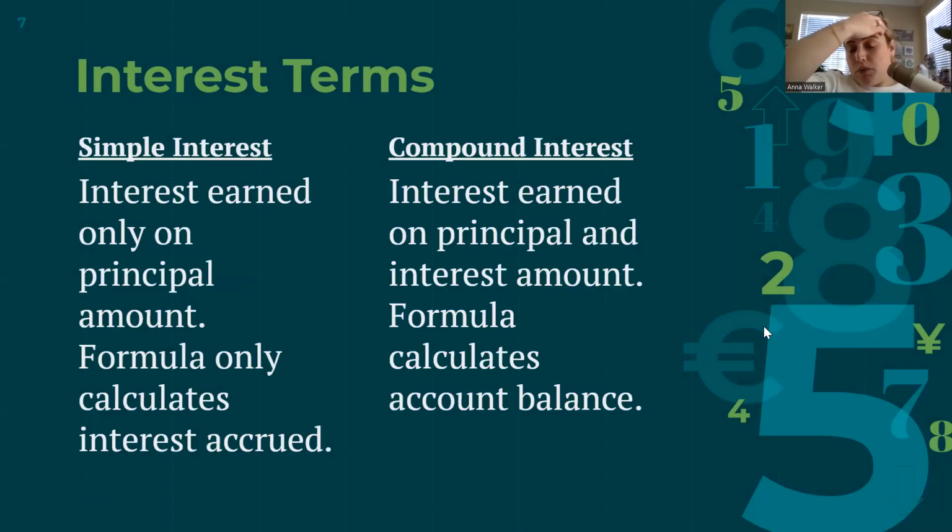Other things that are important with interest: there are two kinds of interest when we're talking about good interest, which is interest that accumulates in a savings or retirement account over time. One type is called simple interest. This is interest that can only be earned on what's called the principal amount. We'll talk about what that means in a moment. And then there's something called compound interest. Compound interest is when interest is earned not only on the principal amount, but also on any extra interest.